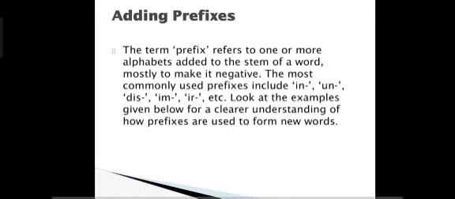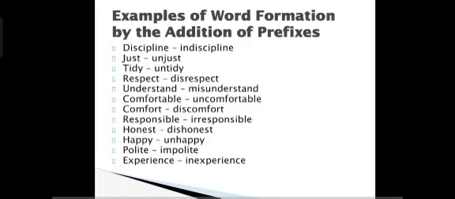There are some prefixes that always make a negative word. Let's go one by one. Examples: in, un, dis, im, ir, etc. So look at the examples given below for a clearer understanding of how prefixes are used to form new words. So let's look at some examples of word formation by the addition of prefixes. Now we see here, on the left side I have given some words, and on the right side I have given some prefixes. And as I said earlier, they are creating negative words.